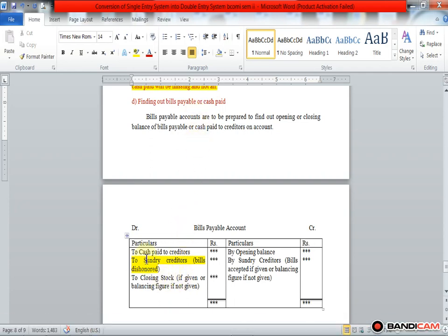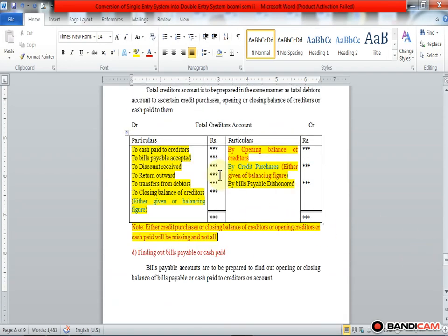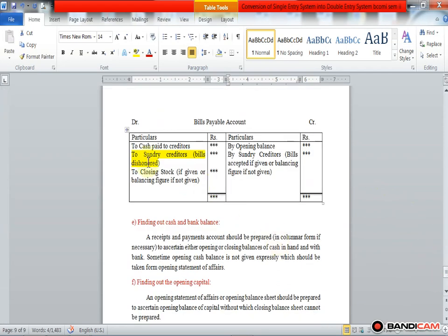So here, to sundry debtors, because the bill is dishonored, the entry will be bills payable account debit to creditors account, because our narration is bill discounted dishonored. So the second effect is given on the debit side of the bills payable account.